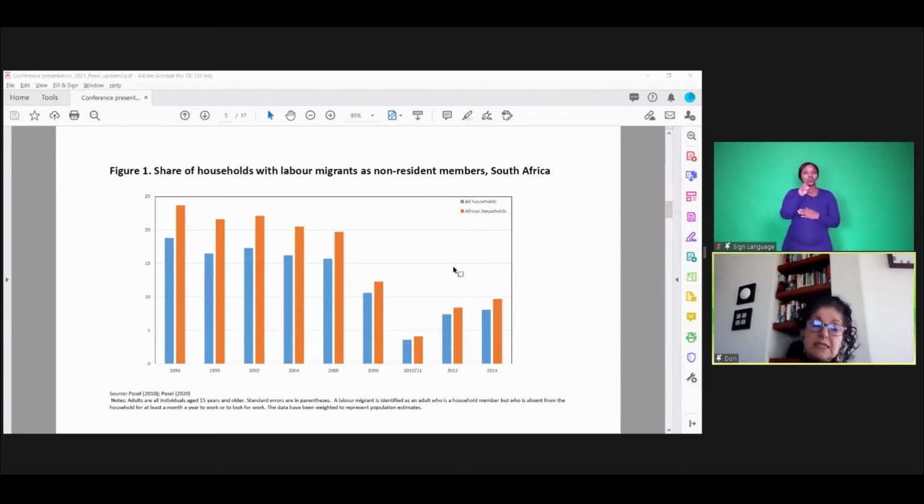And what you can see is that the majority of households that include at least one labor migrant as a non-resident member are headed by Africans. I'm going to refer to these as African households. And that from 1993 to the mid-2000s, approximately 20% or more of all African households included at least one labor migrant as a non-resident member.